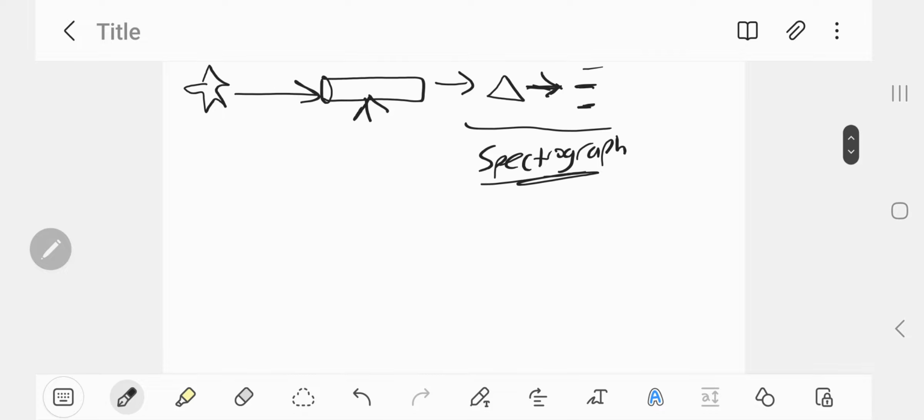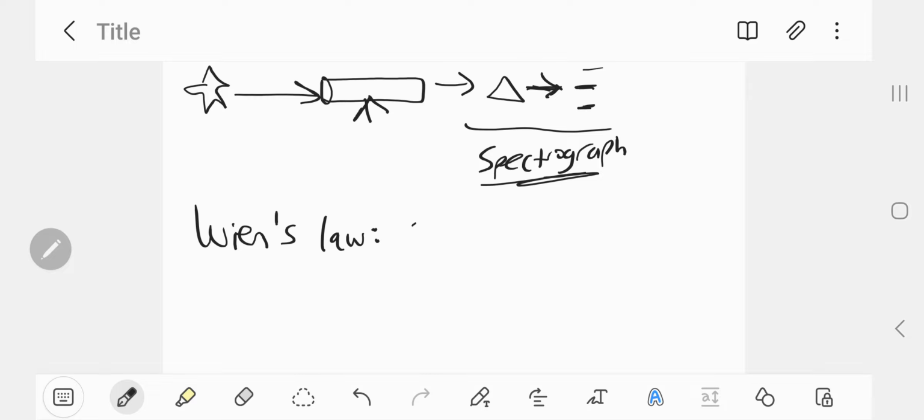Now, the wavelength of maximum emission from a hot object like a star is related to the temperature of the star via what's known as Wien's law. Wien was a German physicist. It's a very simple formula. It's on the HSC formula sheet.